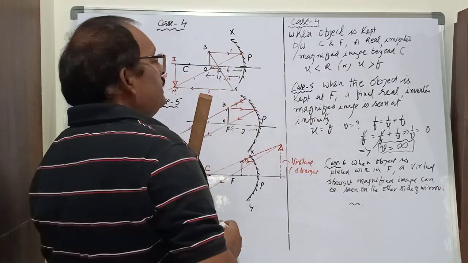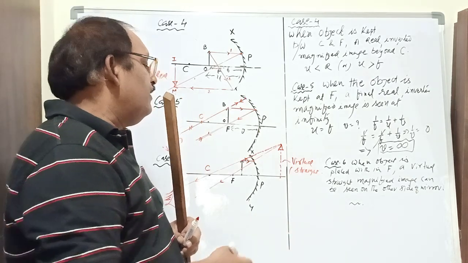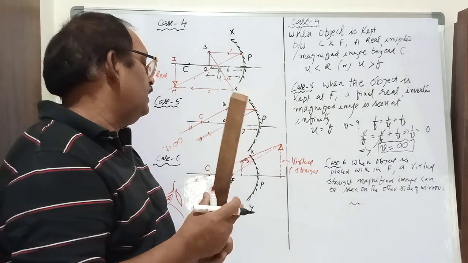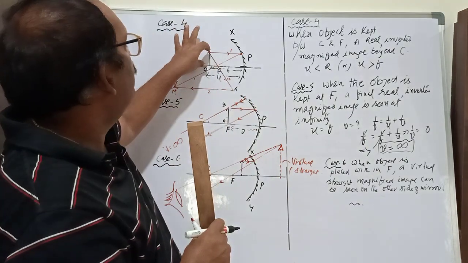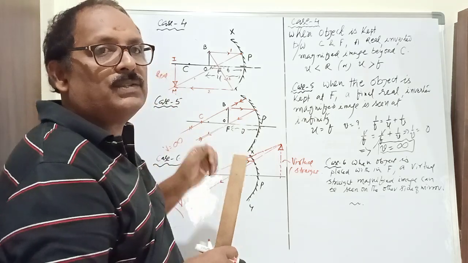Okay, children. These cases you should practice and remember where exactly the image is found, where you are going to place the object. The position of the object you must understand, and the position of the image and its nature also you should understand. Thank you.